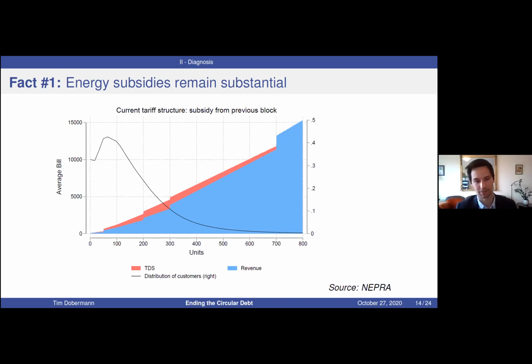And this is applied to the vast majority of consumers based on the block structure. I won't go into the details, I'm happy to answer questions, but in the current setup, the marginal price has this classic progressive structure where the price per unit goes up significantly the more units you consume, but you still receive benefits from the previous block. And so that is one source of where you get a lot of the increase in subsidy, for instance.